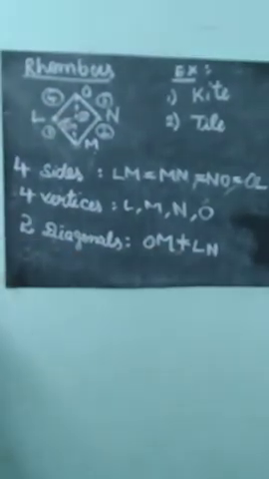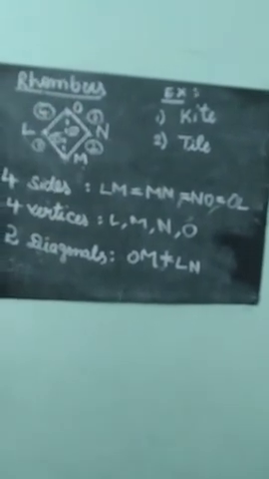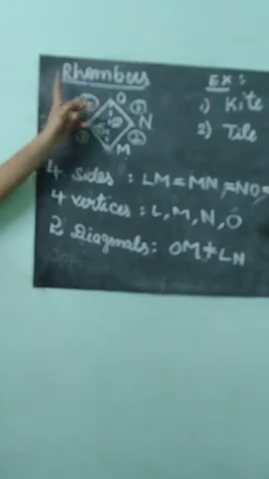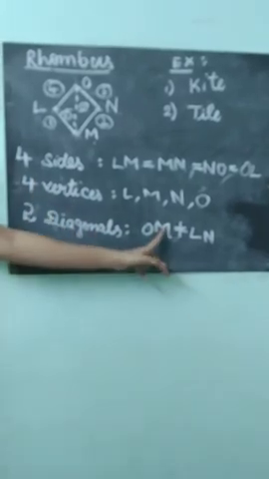Not equal in size. And what is an example of a rhombus? Kite. Kite is an example of a rhombus, and tile also is one of the examples of a rhombus. In a rhombus, don't forget that all 4 sides are equal, but the diagonals are not equal. Okay, that's all.